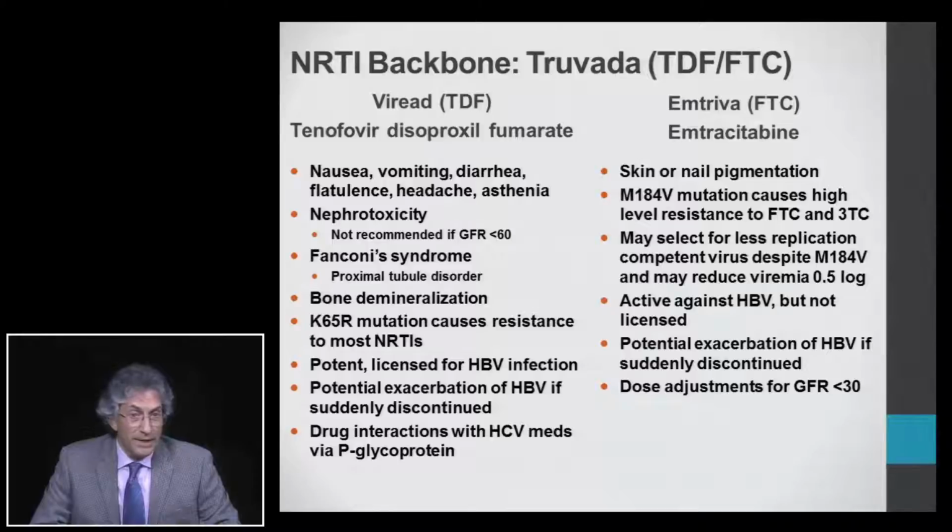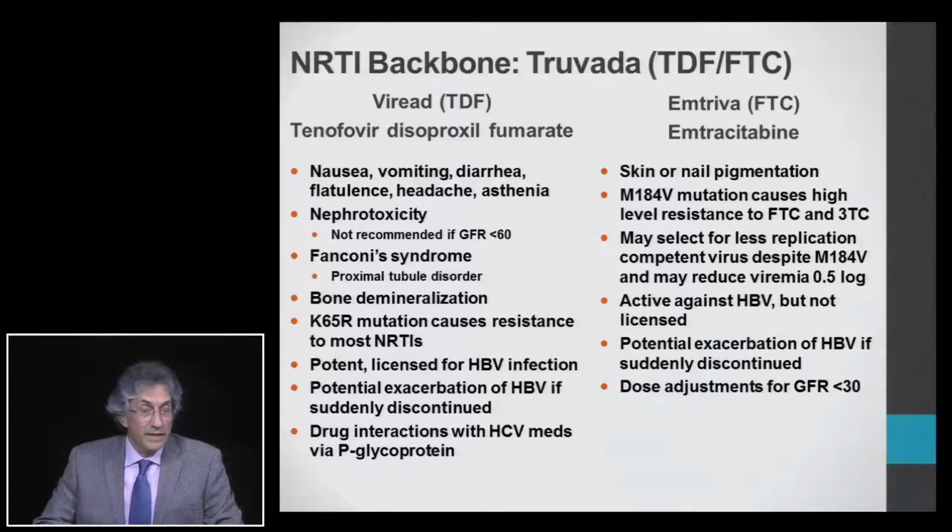Emtriva or emtricitabine needs a dose adjustment when the kidney function, the GFR, is under 30 mL per minute. This medicine, by the way, Truvada, is also the medicine that's used for pre-exposure prophylaxis. So if you're doing PrEP rather than antiretroviral treatment, you still want to be very familiar with this combination.